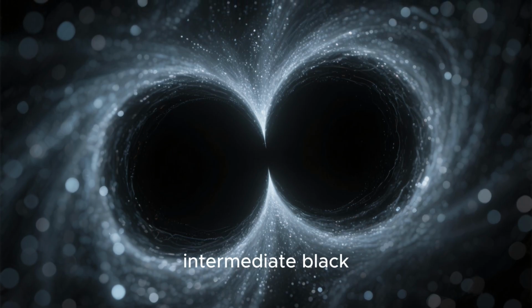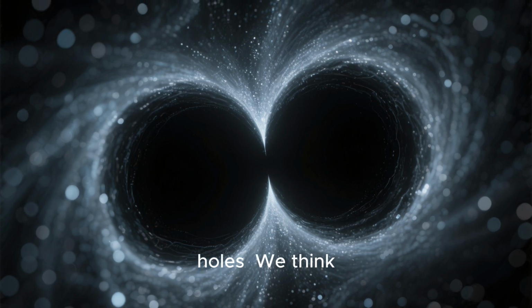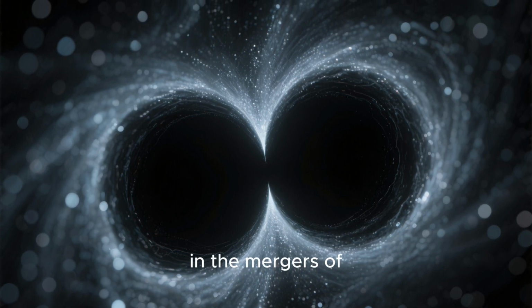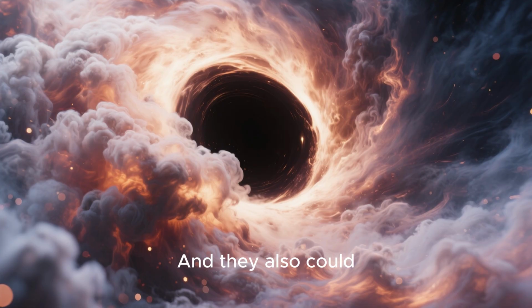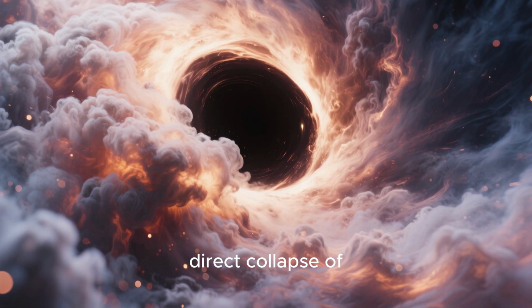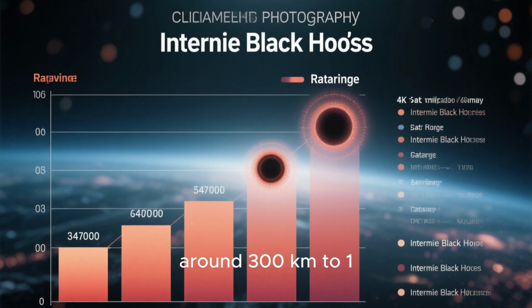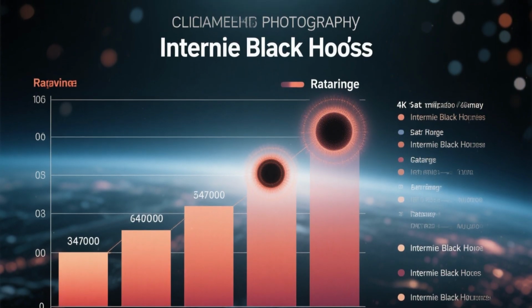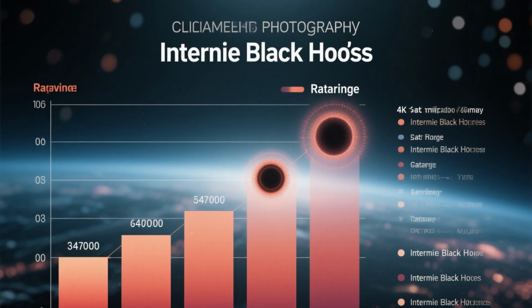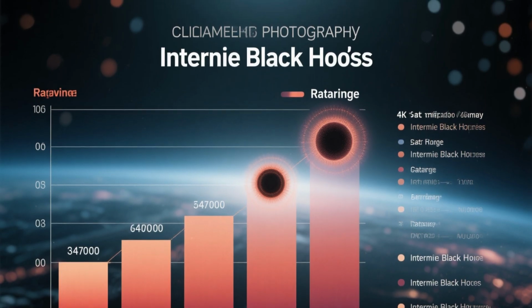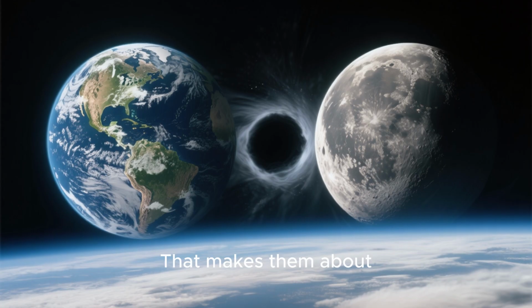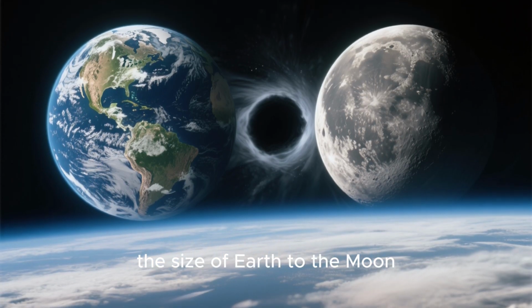Next up, we have the intermediate black holes. We think these might be forming right now in the mergers of smaller black holes, and they also could be forming from the direct collapse of a giant gas cloud. Either way, these black holes are pretty rare. They range from around 100 to 100,000 solar masses and around 300 kilometers to 1 million kilometers in diameter. That makes them about the size of Earth to the Moon.